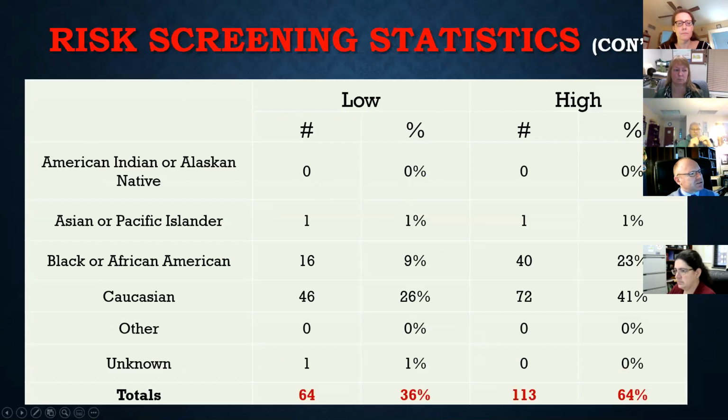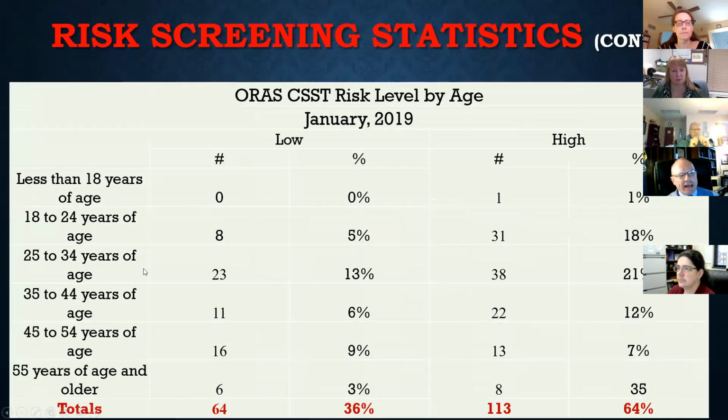DMC statistics. If you look at Black or African American, 9% scored low, 23% scored high. Caucasian, 26% low, 41% high, and you can see the other factors there. And these are some of the statistics we have as it relates to DMC. And let's see, and then age.